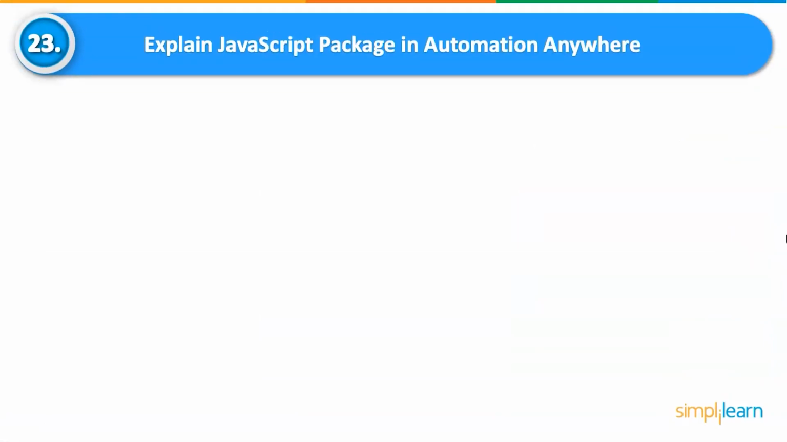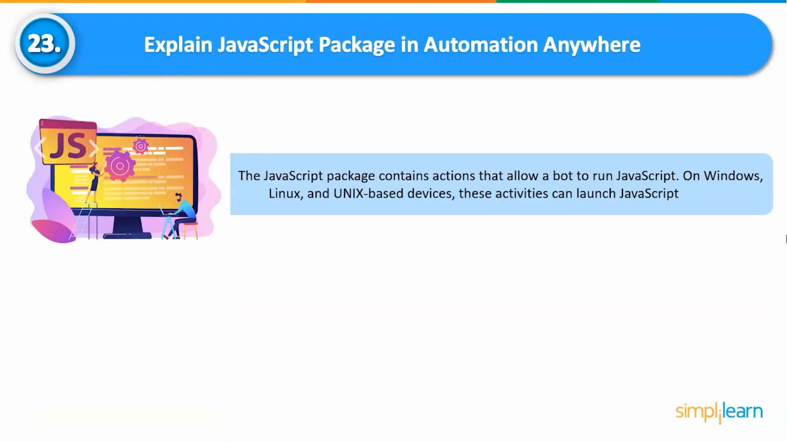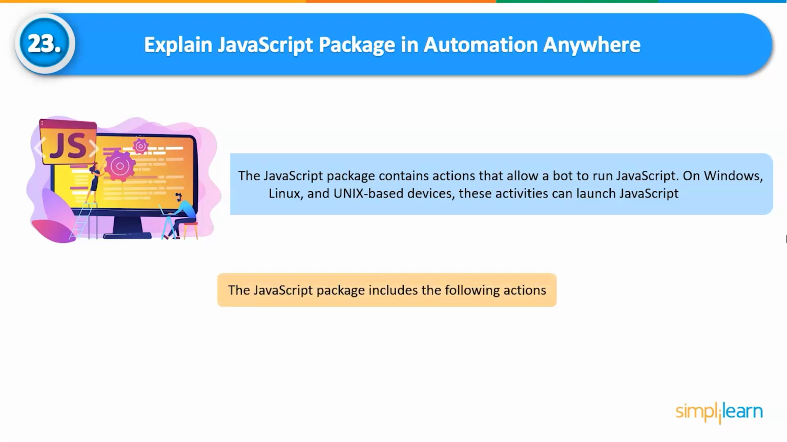Explain the JavaScript package in Automation Anywhere. The JavaScript package contains actions that allow a bot to run JavaScript. On Windows, Linux, and Unix-based devices, these actions can launch JavaScript. The JavaScript package includes the following actions.